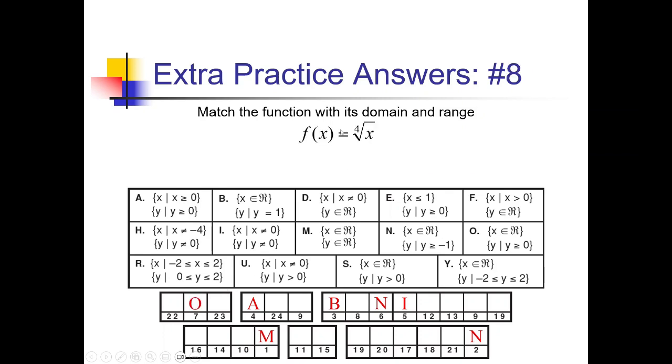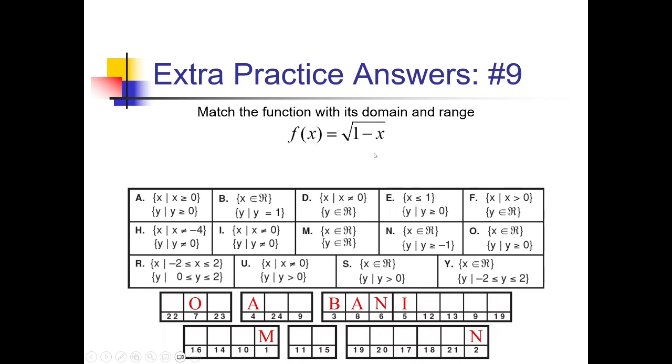For number 8, we have the fourth root of x. This is an even radical, so it's going to take a lot of its behavior from the square root function that we saw earlier. For example, we don't want to be taking an even root of a negative number, so x has to be greater than or equal to 0. We also can't return anything less than 0 because of that restriction on the domain. So that means that y is also going to be greater than or equal to 0. So greater than or equal to 0 for both, that's A, just like it was for the square root function. So we're putting that in box 8.